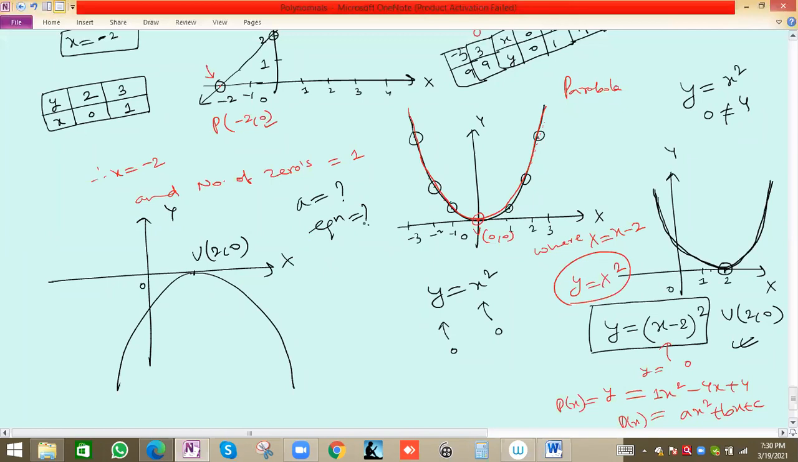Same as in the previous case. Here also (2, 0), here also (2, 0). So will the equation be the same or different? For the first one you just have to remember y is x square, that is passing through the origin.